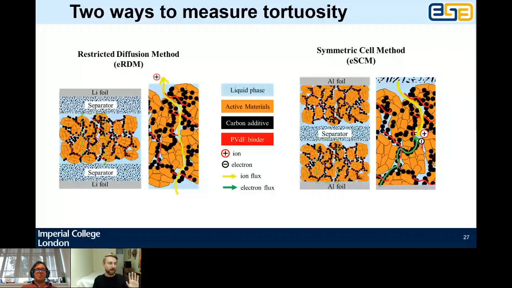So the conventional tortuosity factor that I introduced 2 slides ago is a bit like the restricted diffusion approach here, where you just see things flowing through in one side and out the other, flowing through a porous medium. I want to talk about the fact that we believe that this symmetrical cell method, the ESCM, is actually measuring a different parameter and one that is much more relevant to battery performance than the conventional tortuosity factor.